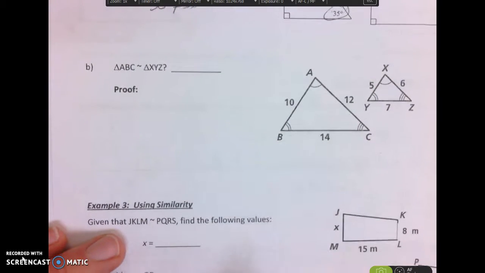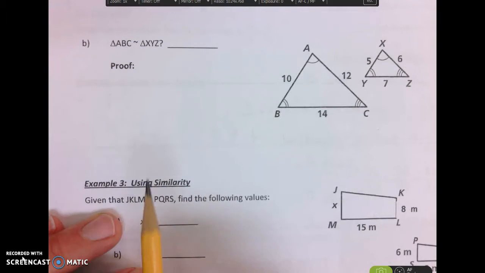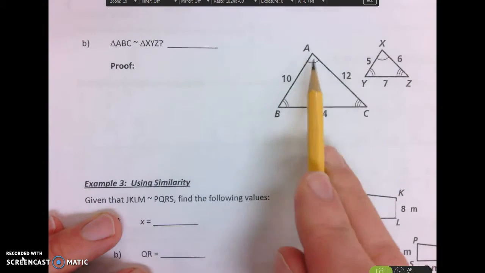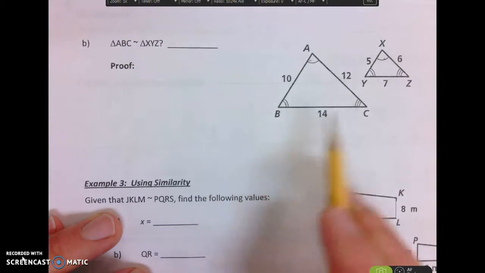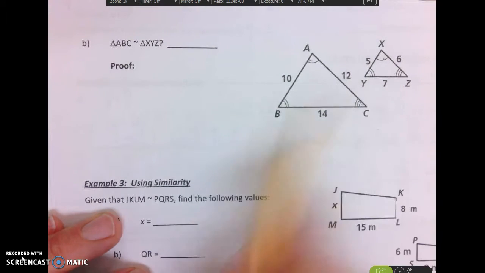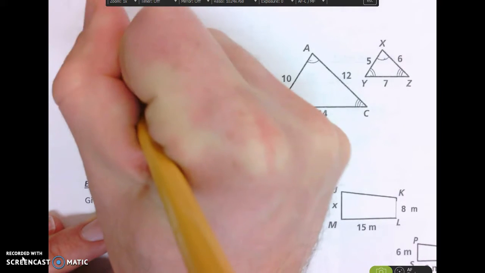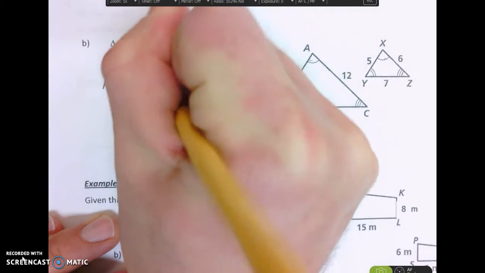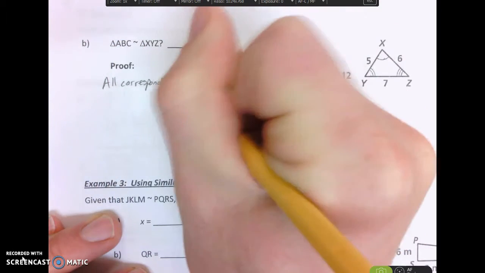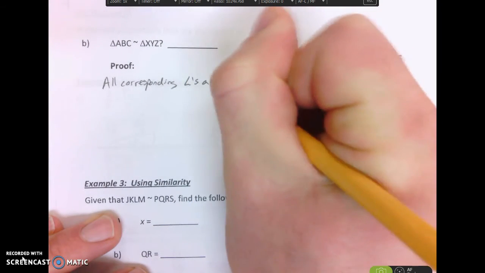Let's look at B. Notice for B, we can get through step 1 pretty quick. Step 1 is, are all the angles equal? So I look A and X, those match. B and Y match. And C and Z match. So all angles are equal. So I'm going to say all corresponding angles are congruent.